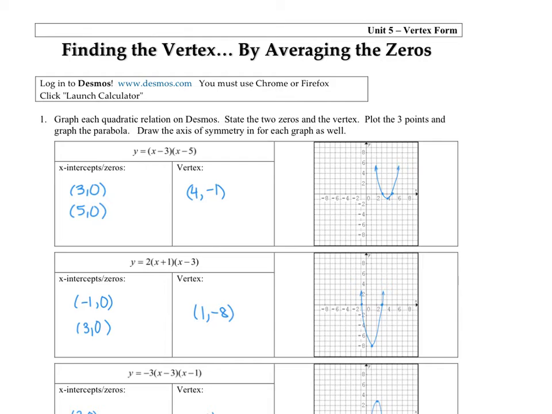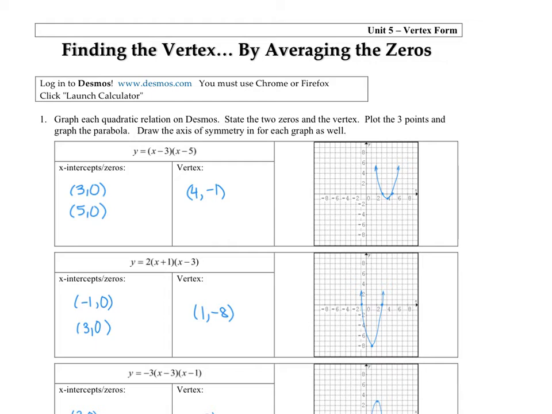So if you looked at your different equations, and you found your x-intercepts, you should have seen some connections between the x and y coordinates of the vertex. The easiest one to notice is that the x-coordinate of the vertex is the average of your zeros. So for the first one, if I average the 3 and the 5, 3 plus 5 is 8 divided by 2, here's the 4. Negative 1 plus 3 is 2 divided by 2 is 1. There it is. Okay, so that's the main connection between the x-coordinate and the zeros.